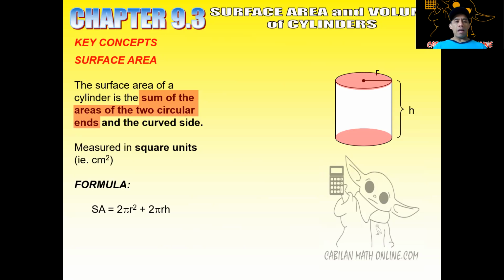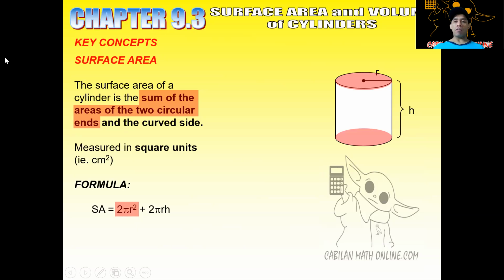Now, the formula for the two circular ends is represented by the 2 pi r squared part. If you take a look at the formula here, remember that pi r squared is the area of one circle. So since we have two, that's why there's a 2 in front there.